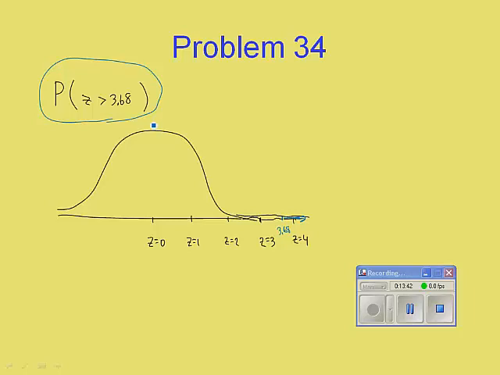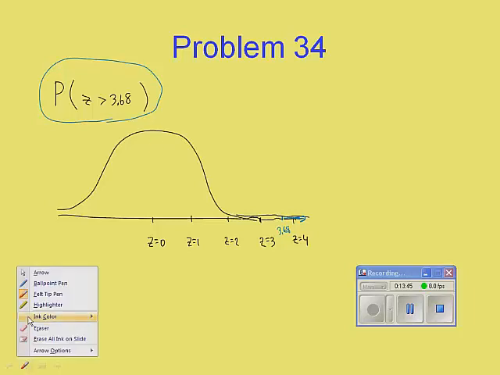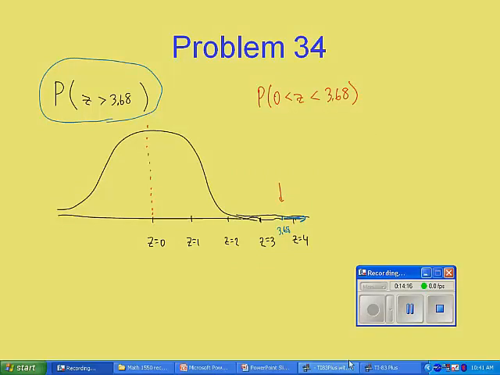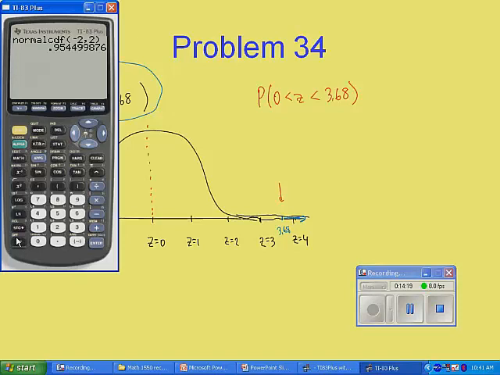All right, now I'm going to show you. This time we're going to start with a net. Let's suppose I want to use the table. If I did, I would go to the back of the book and look up 3.68, and it would tell me the area between 0 and 3.68. By the way, let's do that problem just for fun: 0 less than z less than 3.68. I'm going to do it using the calculator here, because I can do that pretty quick.